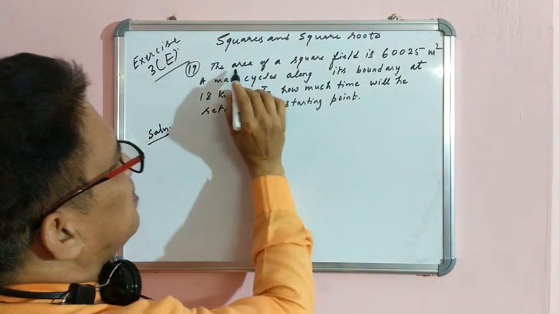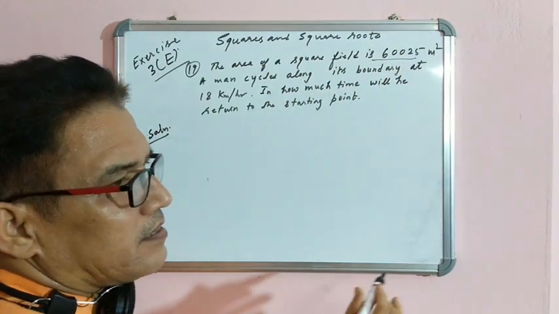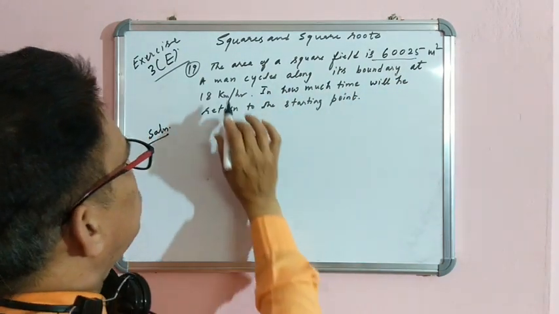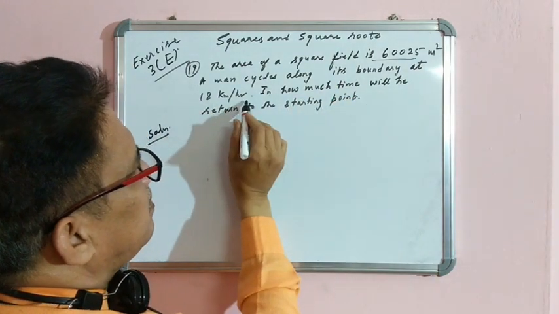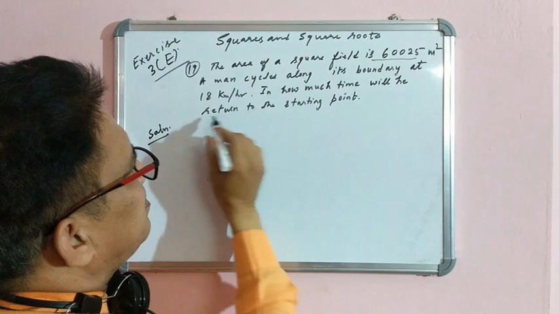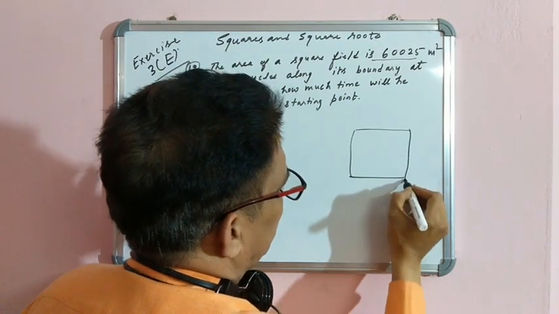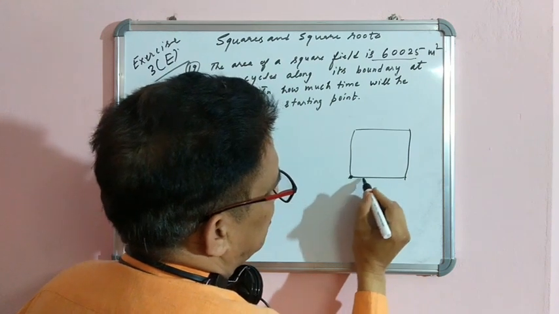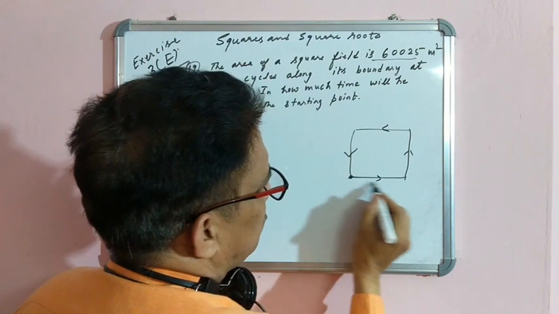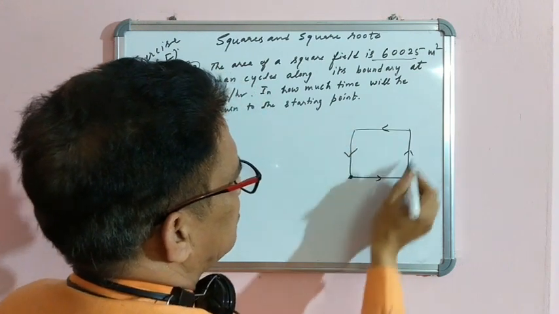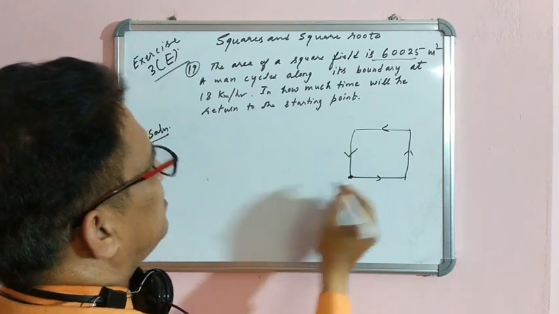Now the question is: the area of a square field is given. A man cycles along its boundary at 18 km per hour. In how much time will he return to the starting point? Suppose a man is starting from here on this square field, going this side, then this side. The distance is equal to 4 into side. He is returning here again.